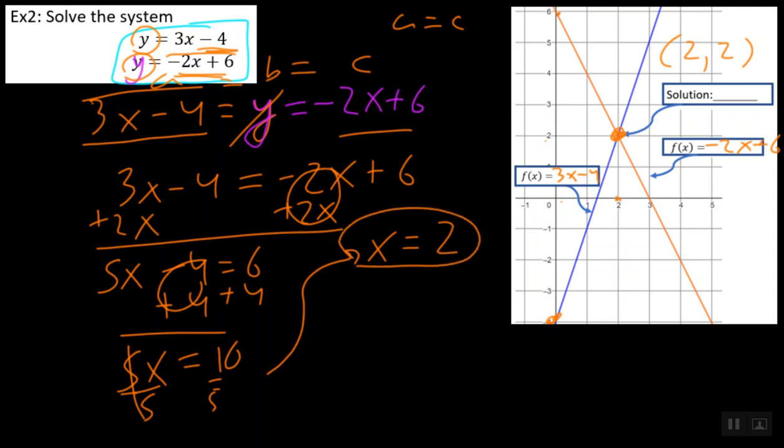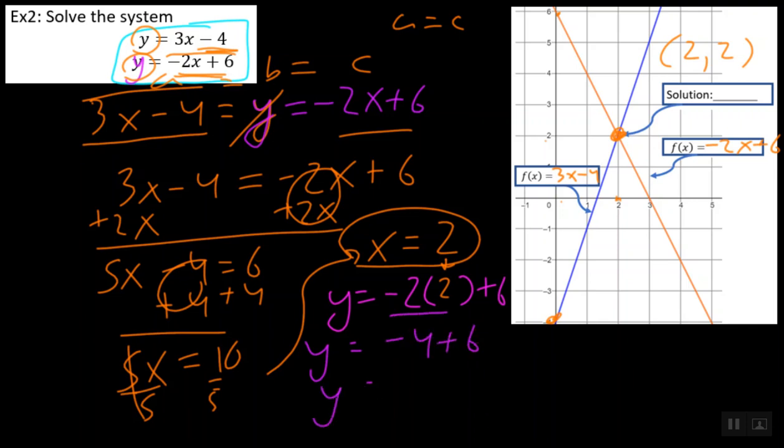But that's not good enough. You also have to find y. And so let's do this. Let's use a different color. Let's say that y is equal to negative 2x plus 6, it doesn't matter which one we choose, where we know our x term is 2. It's the thing we just found. So from here, let's finish it out. We have y is equal to negative 2 times 2, which is negative 4, plus 6, and of course negative 4 plus 6 is 2.